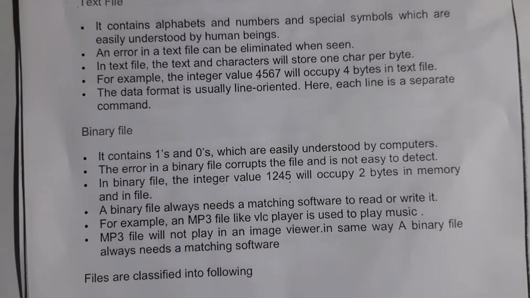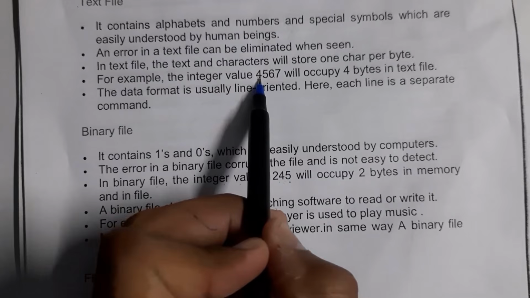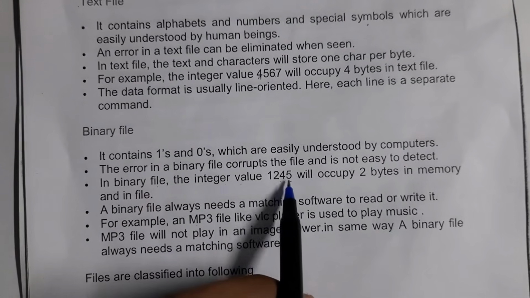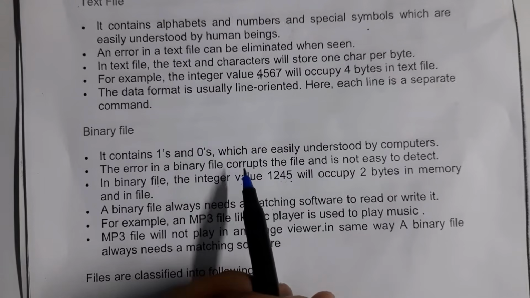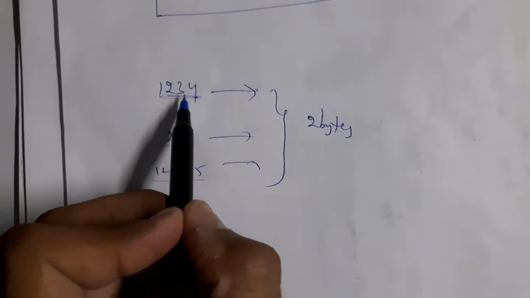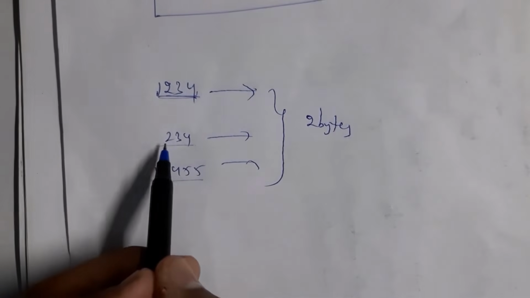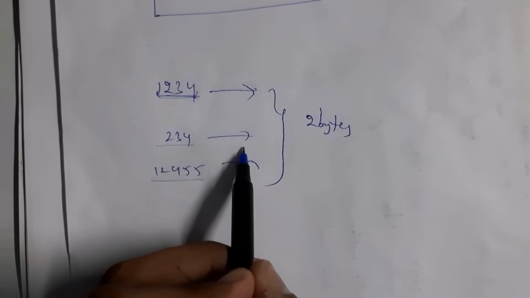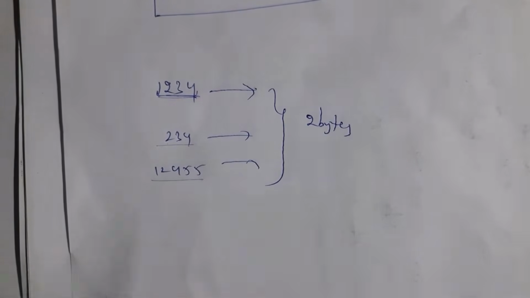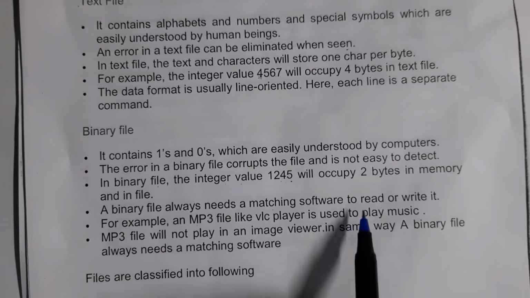For example, in a text file each number is treated as a single character, so it will occupy 4 bytes of memory. But in a binary file, this 1245 is treated as a single integer value and it will occupy 2 bytes of memory. For example, this 1234 is a single value, it will occupy 2 bytes of memory. For example, 2345 will occupy 2 bytes of memory, and also 12455 will occupy 2 bytes of memory.